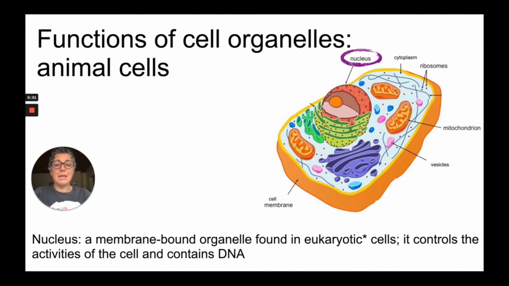The nucleus in an animal cell is a membrane-bound organelle that is found in what's called a eukaryotic cell. That is the opposite of a prokaryotic cell. Eukaryote just refers to the fact that it has a membrane-bound nucleus. The nucleus controls the activities of the cell and contains DNA, or you could say genetic information. So its function is to control the activities of the cell.